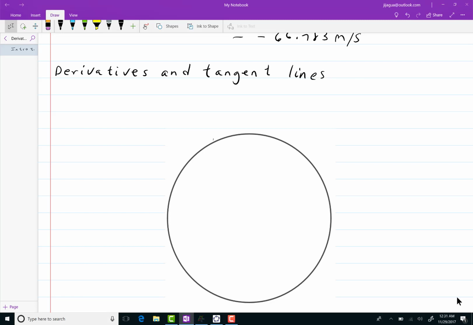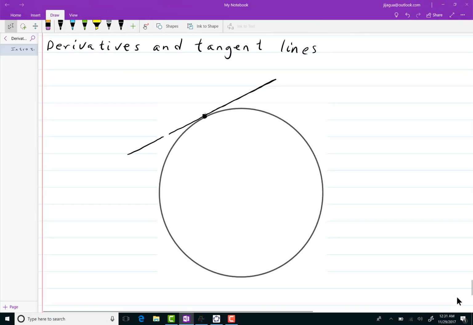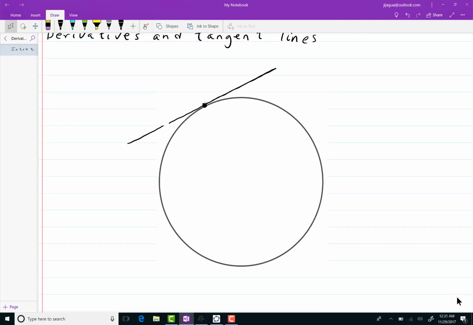Let me see if I can draw such a thing best I can. That should have been connected. I'll put a dot here just to indicate a point of tangency. Now what you might know about the circle or the line touching the circle is that it touches it in just one spot, and you might be tempted to say, well, any line that touches a graph in just one spot is a tangent line, but that's not necessarily true. That's only true for a circle and maybe one or two other things.